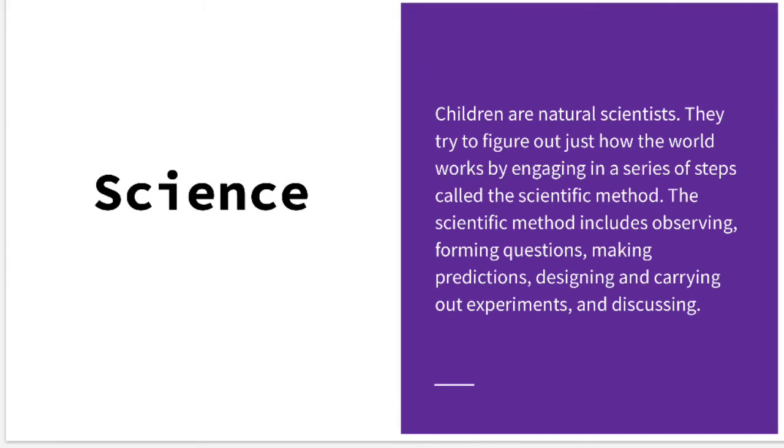In order to understand STEAM education, you must first understand each subject and the purpose that they have and how they come together to create this new way of learning. Children are natural scientists. They try to figure out just how the world works by engaging in a series of steps called the scientific method. The scientific method includes observing, forming questions, making predictions, designing and carrying out experiments, and discussing.